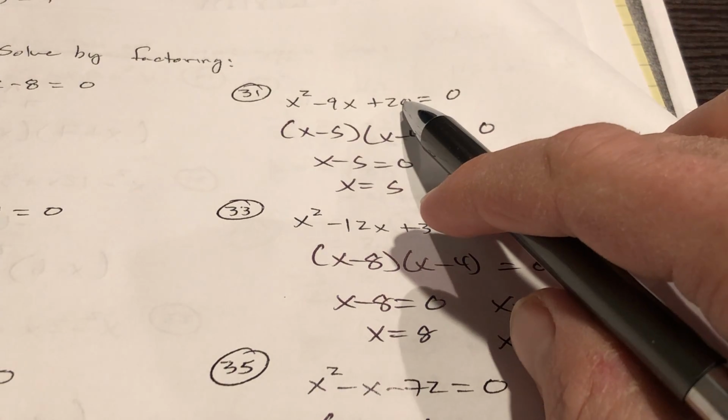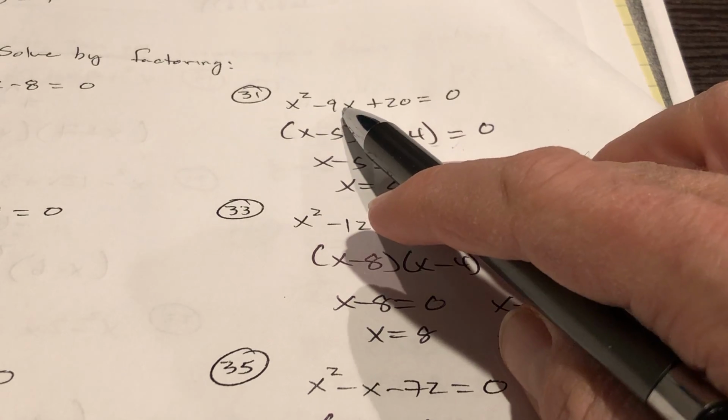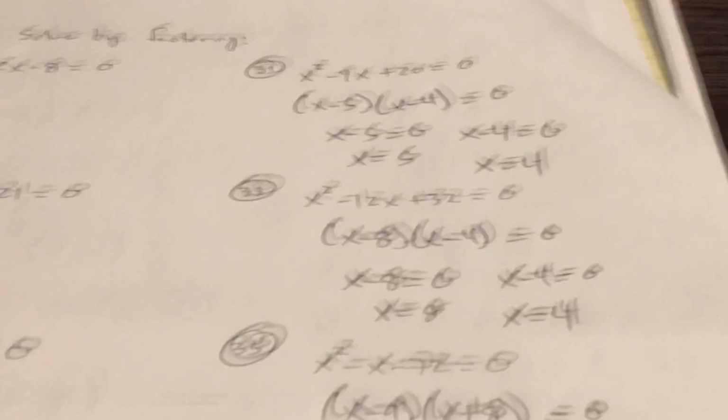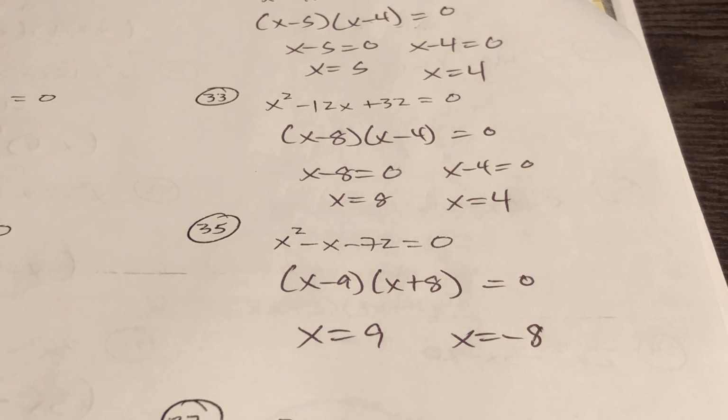What multiplies to 20 and adds to a negative 9? X minus 5, x minus 4. Set them both equal to 0. Those are your 2 solutions. Take a look there at your next 2.